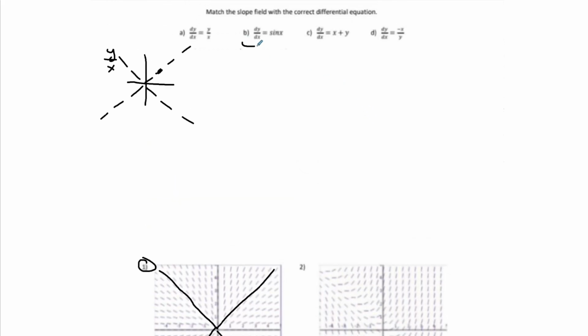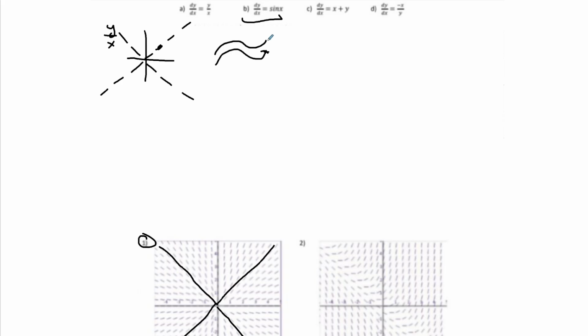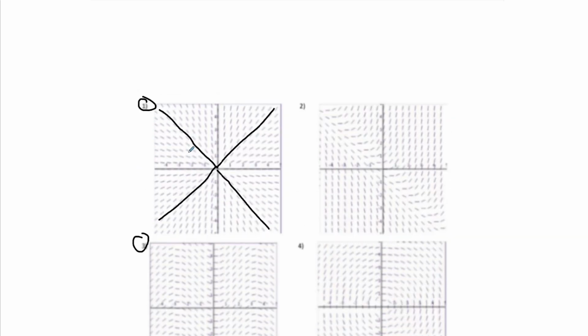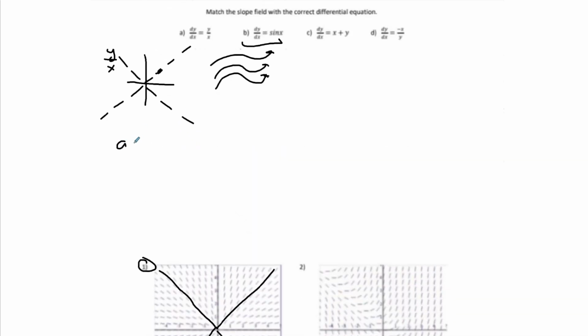Okay, so let's now look at B. We have dy dx equals sine of x. So here we literally just have to say, if dy dx equals sine of x, I know the graph of sine of x, so it would look something like this. And it is only dependent on the x value, so everything's going to be on top of each other. So it's going to be our 3. So A is going to match up with 1, B is going to match up with 3.